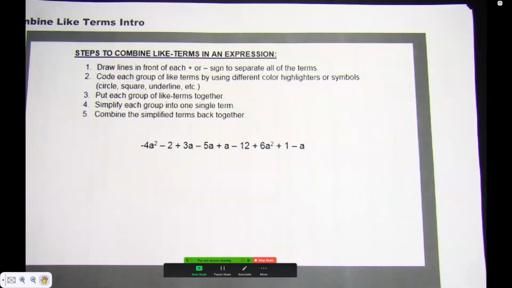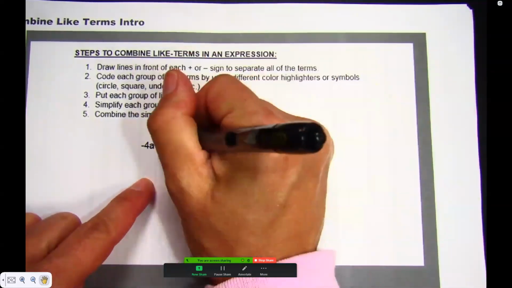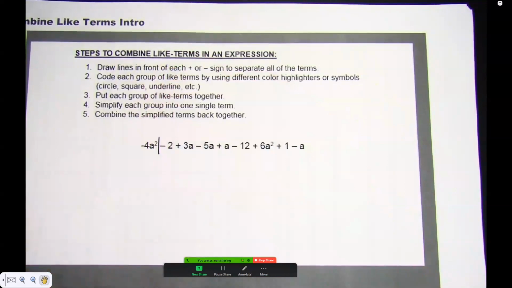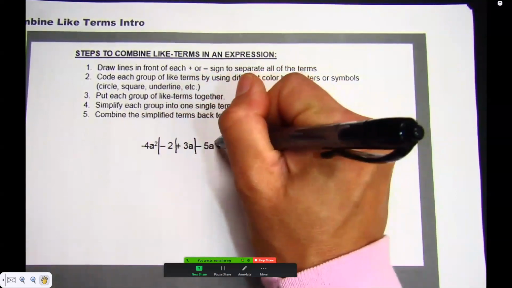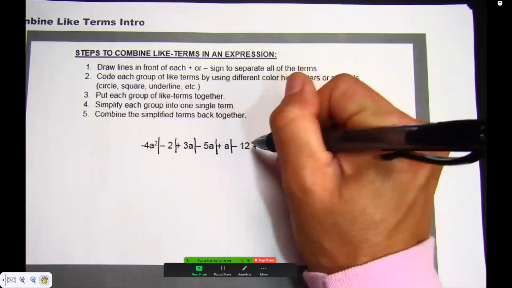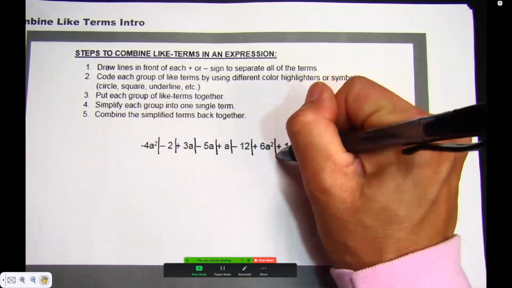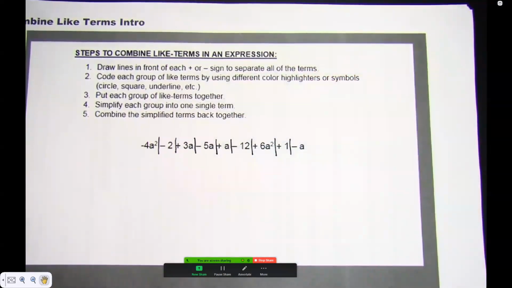So remember, it says we're going to draw a line in front of any plus or minus sign. And what this does, guys, is it just separates the terms. That's all that happens there. And after we do that, we kind of code stuff according to like terms. And it's always about the variable and the exponent.